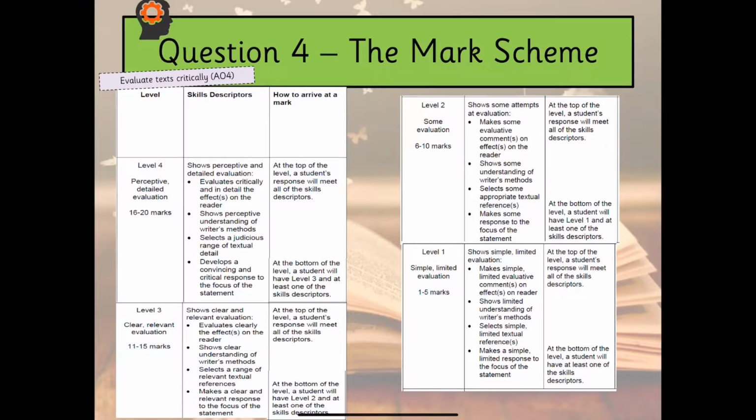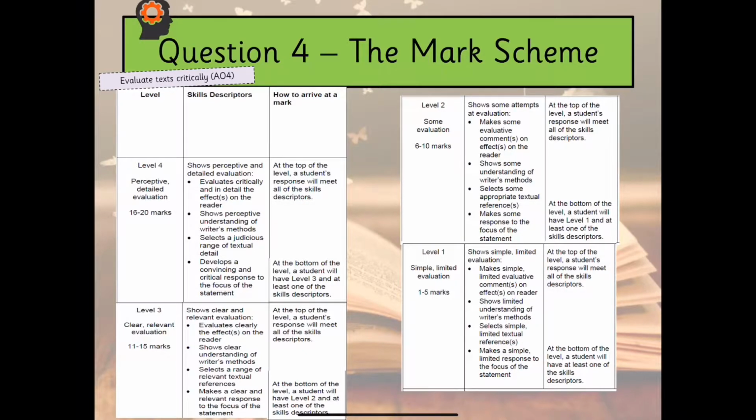And because it is worth 20 marks, you'll also see that the spread across a level is much broader. So we're no longer talking 1 or 2 marks, we're talking about 5 marks each way, which in some ways gives you, I think, a bit more wiggle room. So in some ways it makes the mark scheme a little bit kinder.